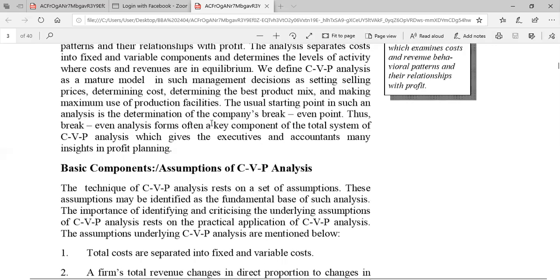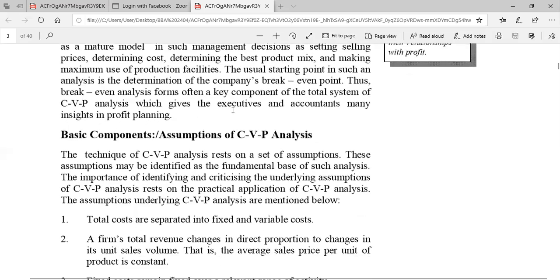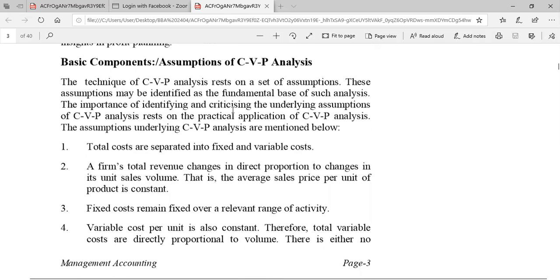So now some basic assumptions or components for CVP analysis. The technique of CVP analysis rests on a set of assumptions. These assumptions may be identified as the fundamental base of such analysis. The importance of identifying, criticizing and understanding the underlying assumptions of CVP analysis rests on the practical applications of the CVP analysis. The assumptions underlying CVP analysis are mentioned below.